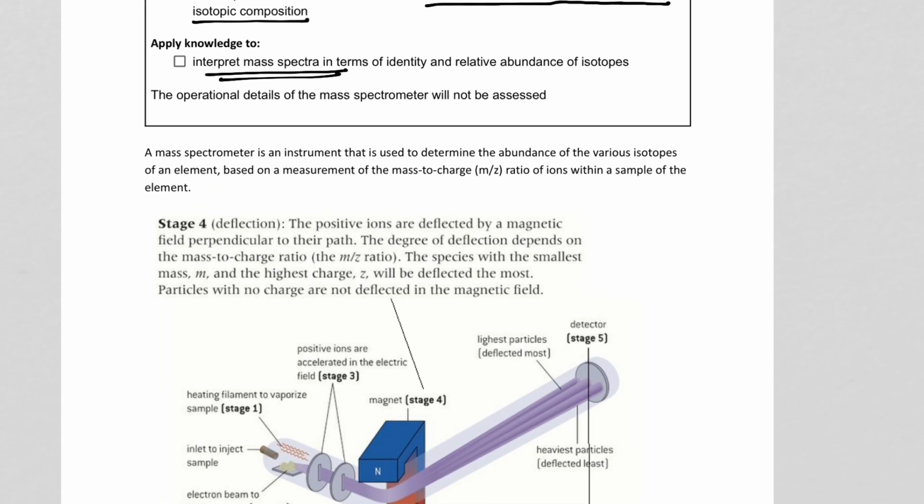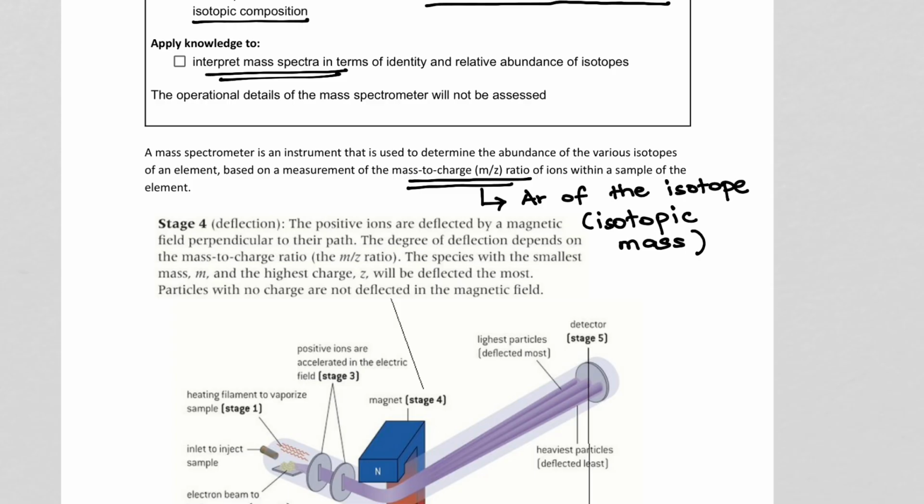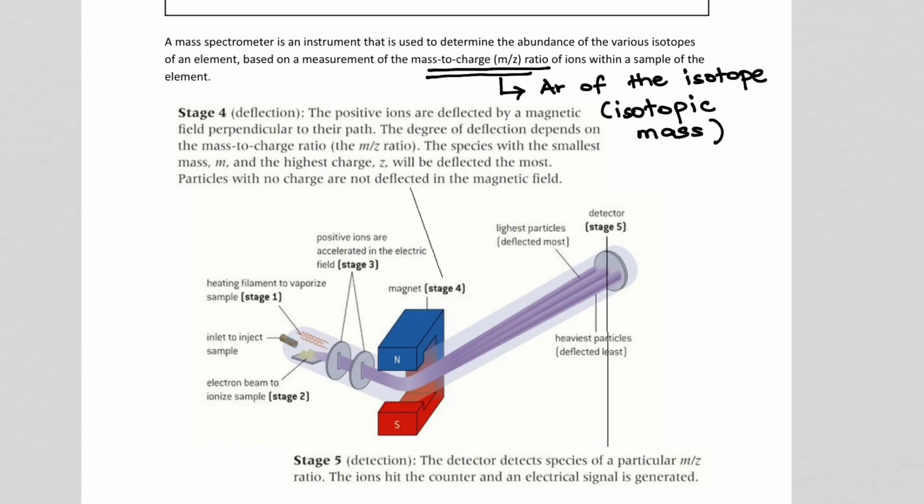Now you have a mass to charge ratio. The mass to charge ratio, this is what gives you the Ar of the isotope, which is the isotopic mass. Let's see the process to understand better.